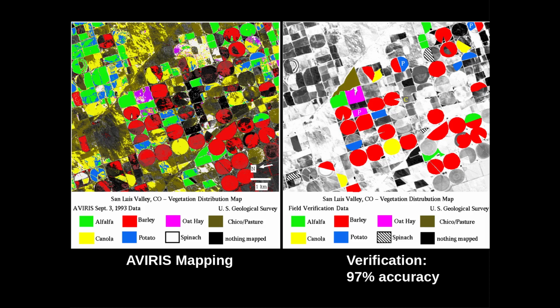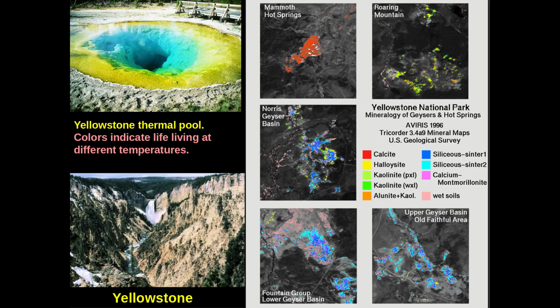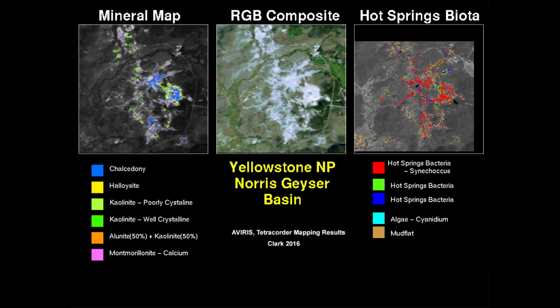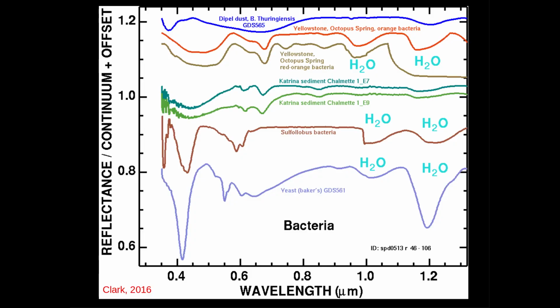An example of mapping vegetation species, and here we had 97% accuracy. You can map biota of all kinds of types. A lot has been done in this area, and the spectra look quite different depending on the species. So different bacteria show different spectral signatures and have different colors.